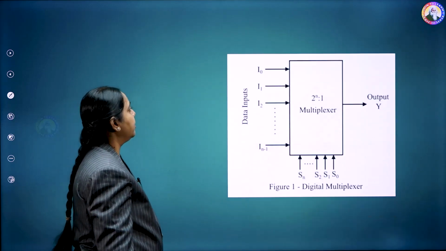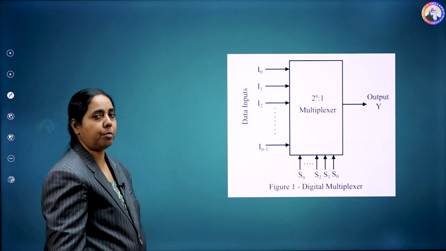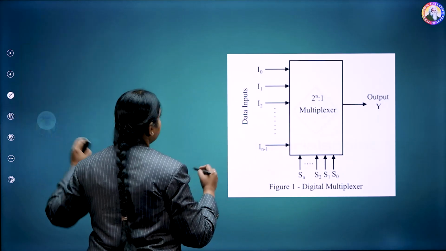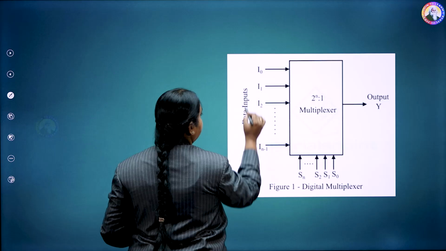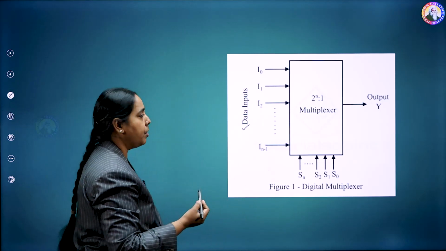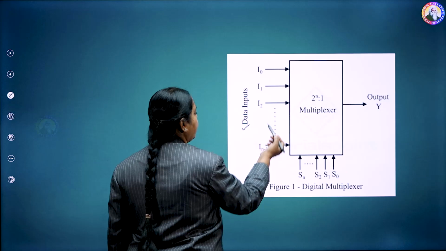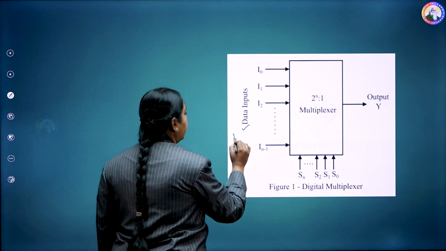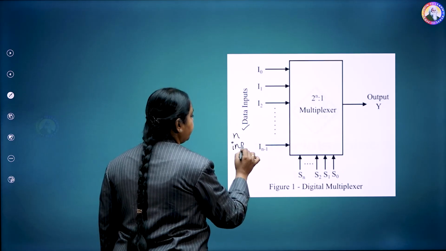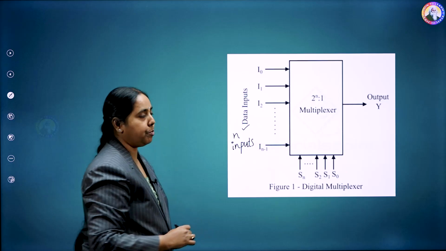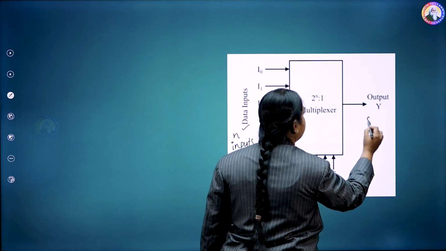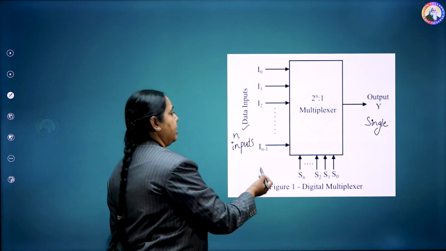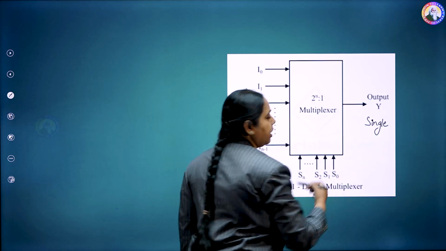Now coming to the structure, the block diagram of a multiplexer. This is the block diagram of a multiplexer, which contains multiple inputs. These are called data inputs, from I0, I1, I2 and so on up to In minus 1. I can say you will have n number of inputs and a single output. So a multiplexer is a combinational logic circuit that contains n inputs and a single output.